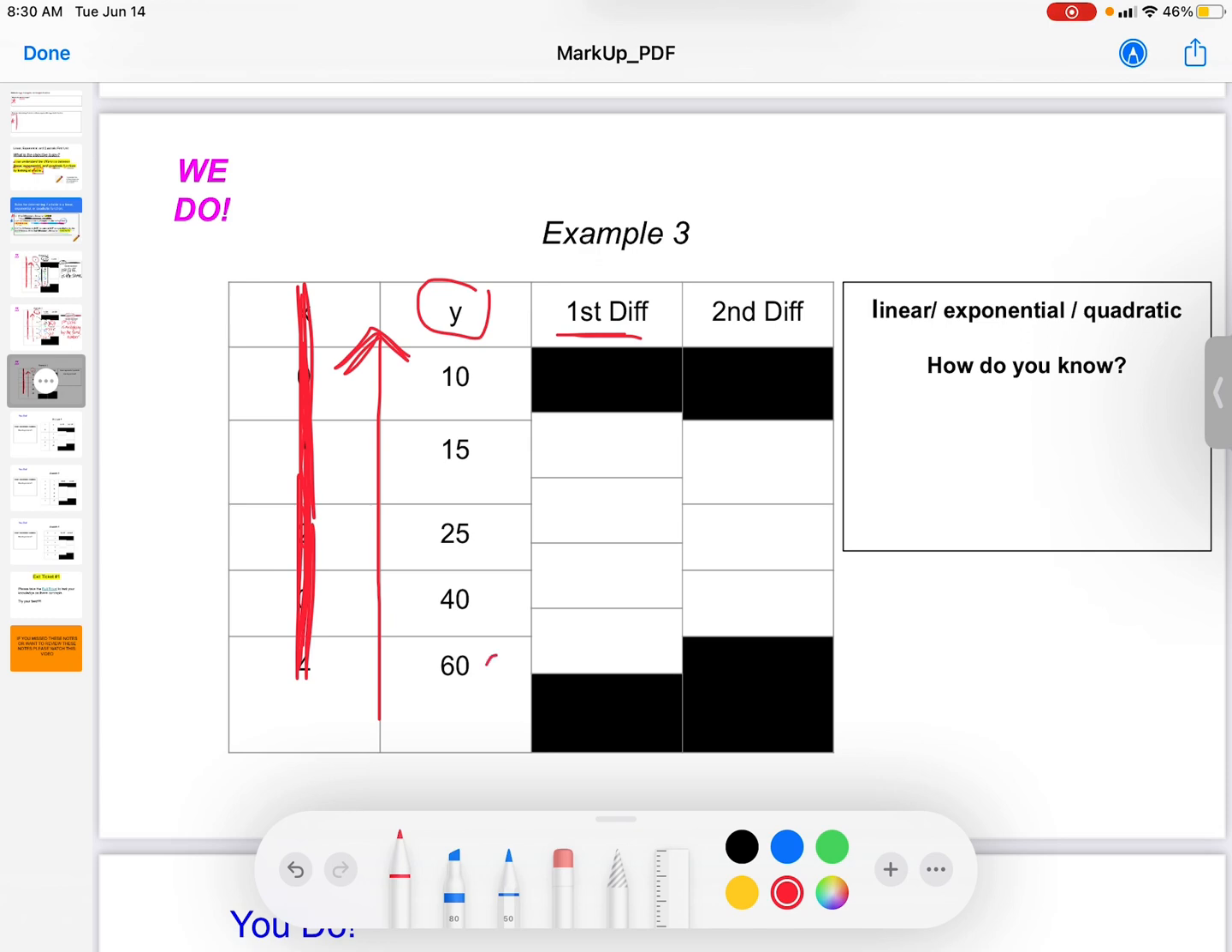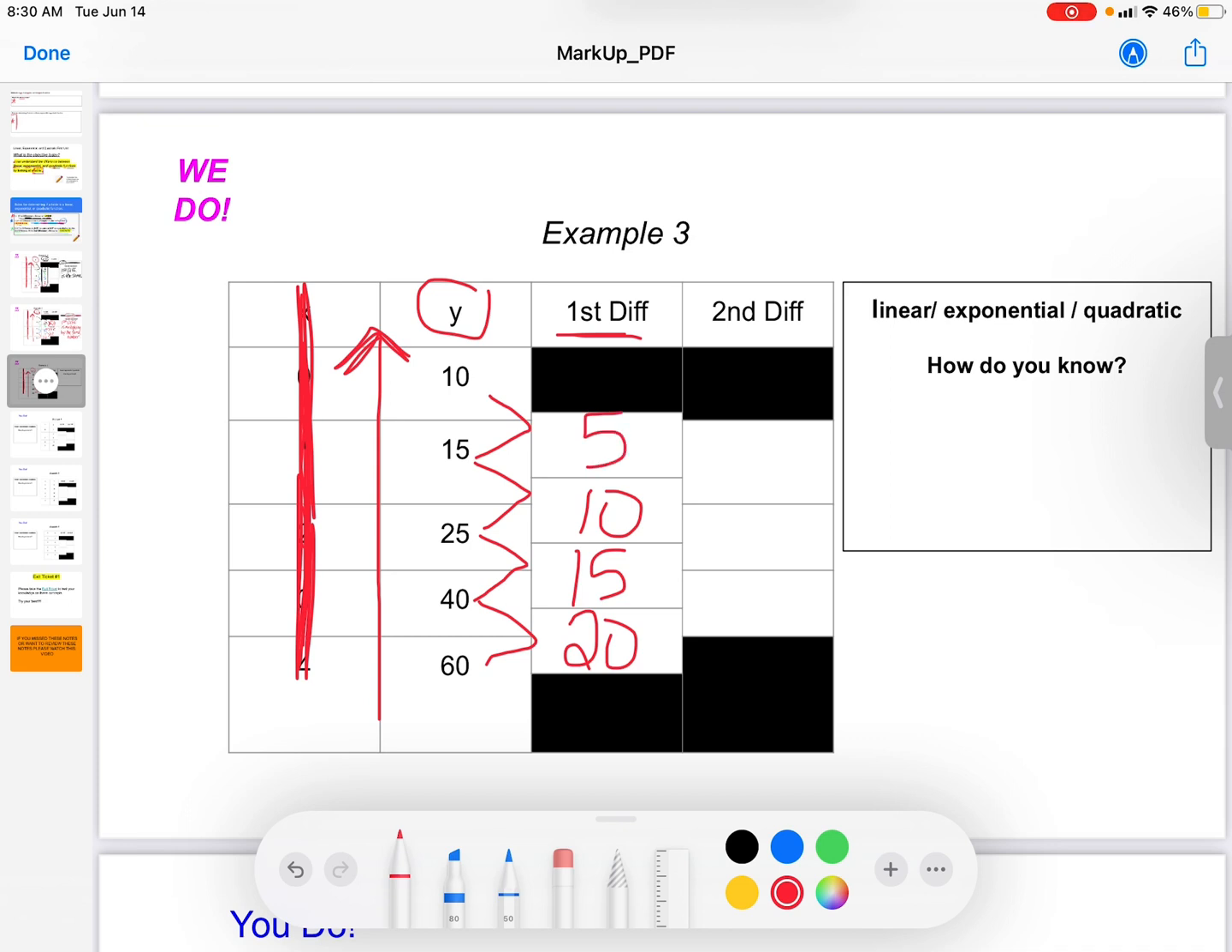I'm going to do 60 minus 40. That is 20. I'm going to do 40 minus 25, which is 15. I'm going to do 25 minus 15, which is 10. And then I'm going to do 15 minus 10, which is 5.